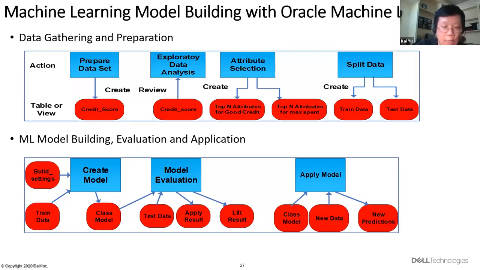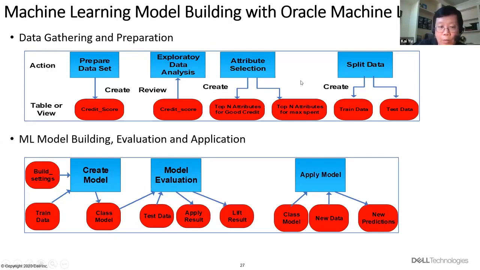So for example, the income, profession, wealth, family. Then after that, we're going to split this data into two parts. One is called training data, one is called test data. Training data helps us to build a model. Test data helps us to validate the accuracy of the model.